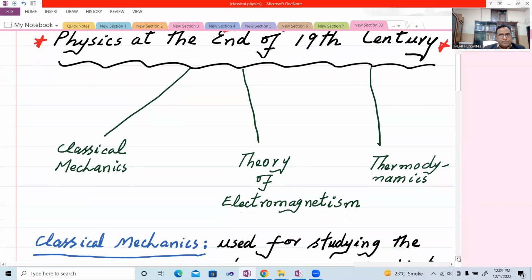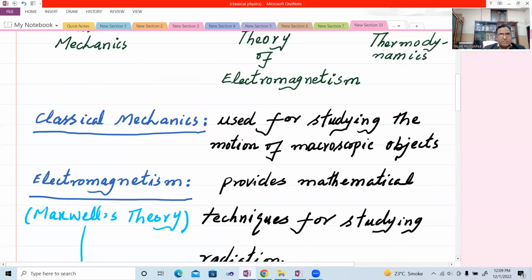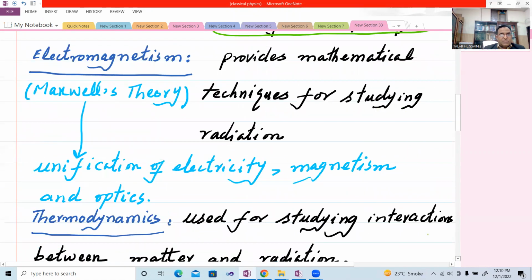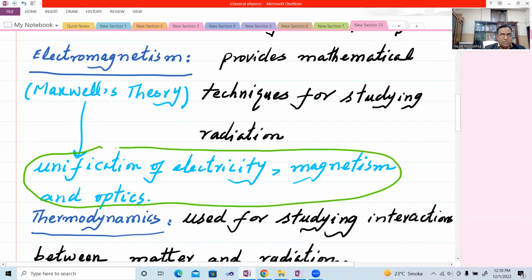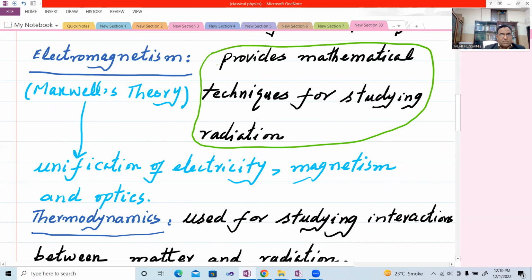So classical mechanics can be used for studying the motion of macroscopic objects. You already know that. And electromagnetism, which is also known as Maxwell's theory or the classical theory of electromagnetism, is the unification of electricity and magnetism. This theory provides a mechanism and the techniques for studying the behavior of the radiation or the properties of the radiation.